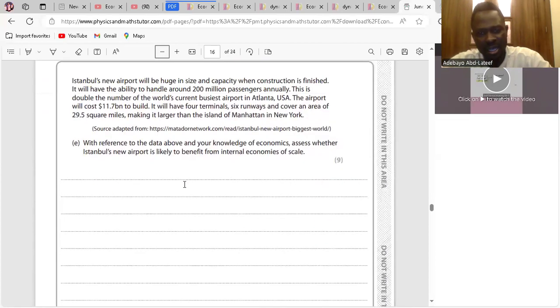We have a case study again, and the question immediately. With reference to the data above and your knowledge of economics, assess whether Istanbul's new airport is likely to benefit from internal economies of scale. First, what is internal economies of scale? Internal economies of scale is a cost advantage enjoyed by firms due to expansion. Example, the airports. Clear? Yeah. So internal economies of scale include managerial economies of scale, technical economies of scale, market economies of scale, financial economies of scale, and so on. According to the case study, the new Istanbul airport will be able to handle around 200 million passengers, right? Each year.